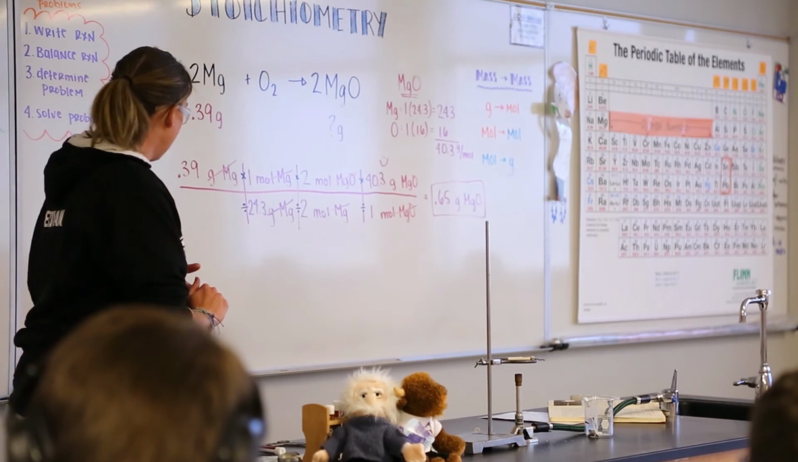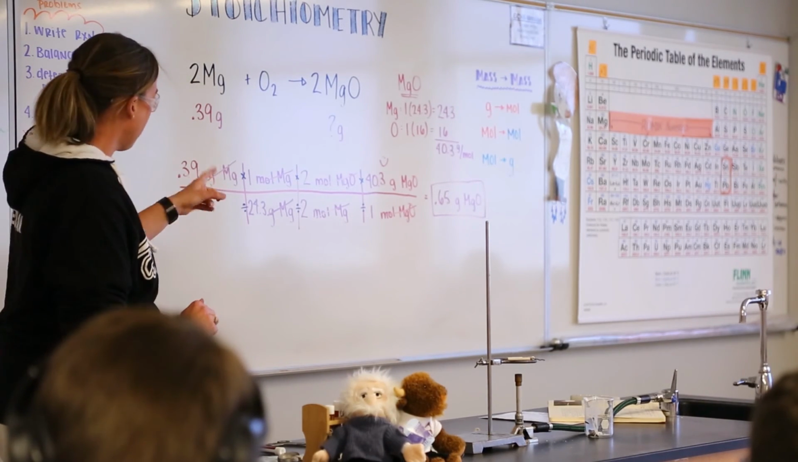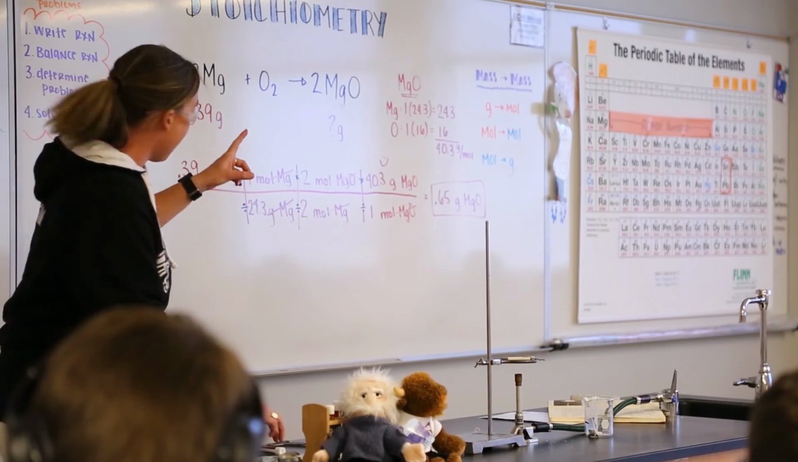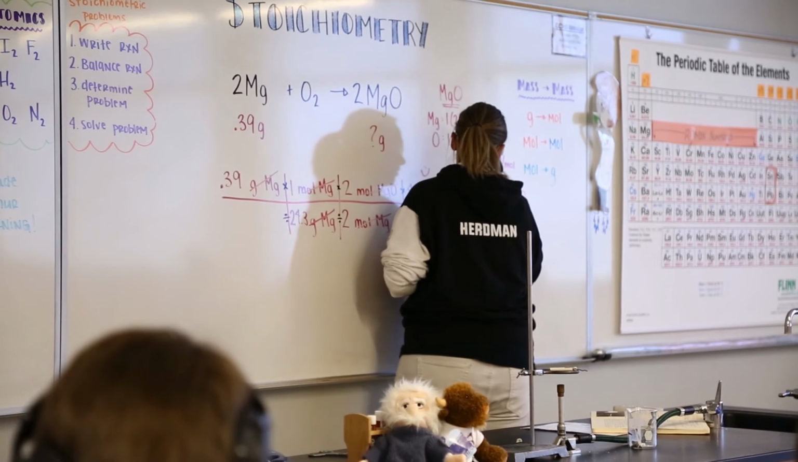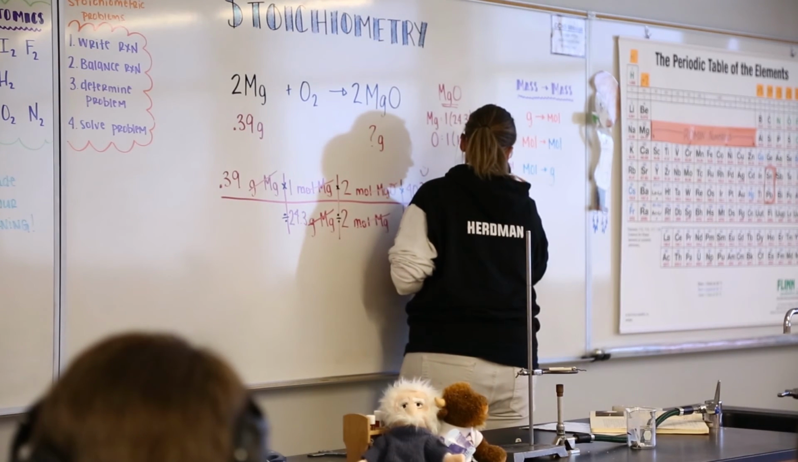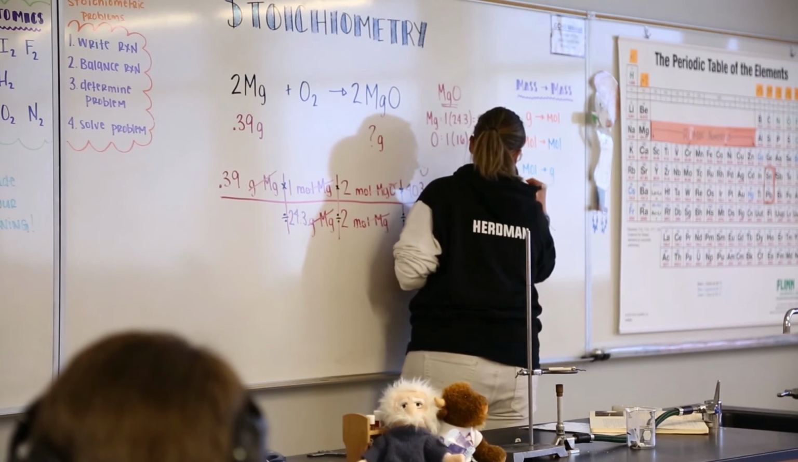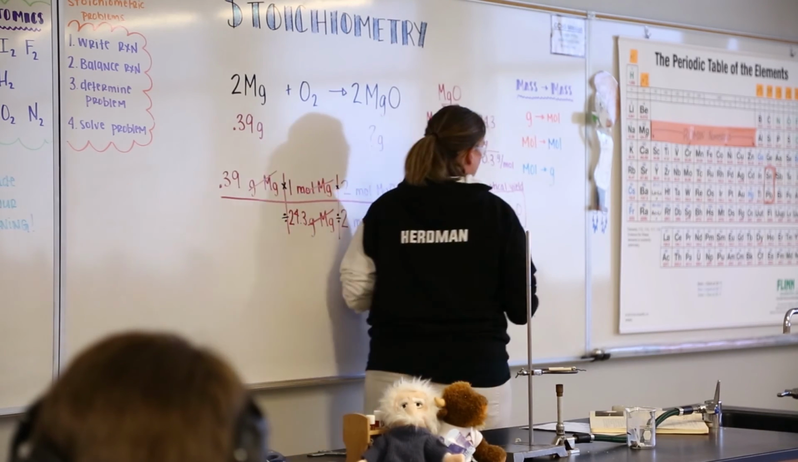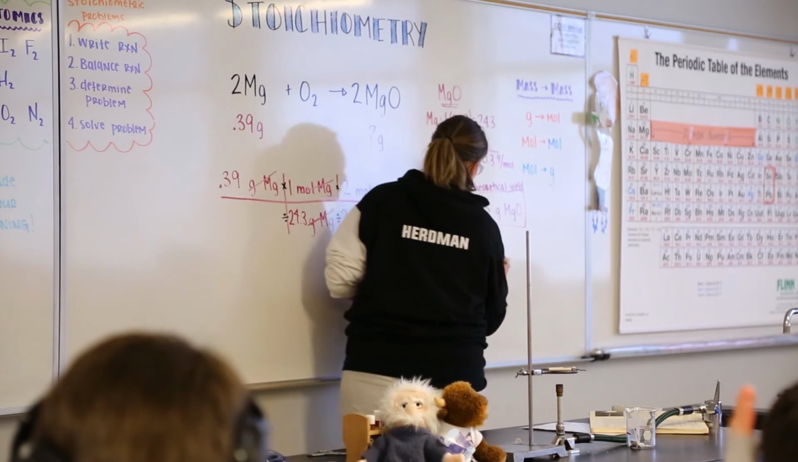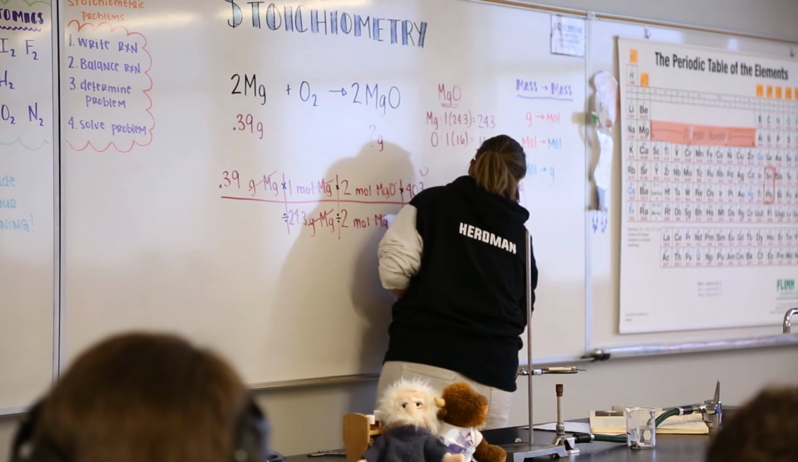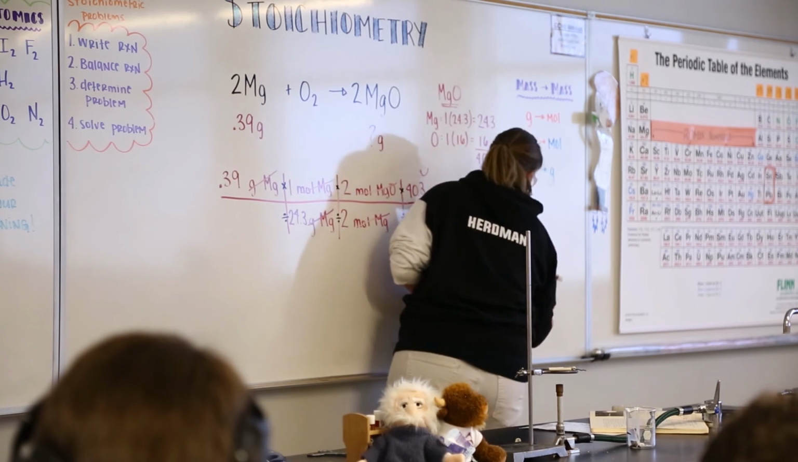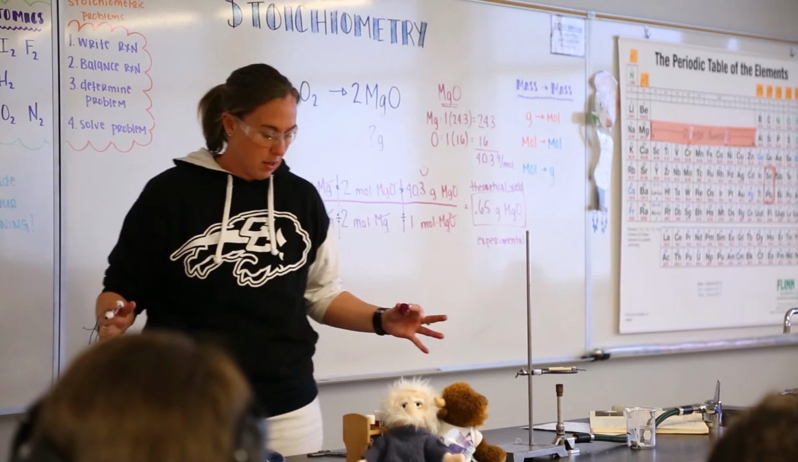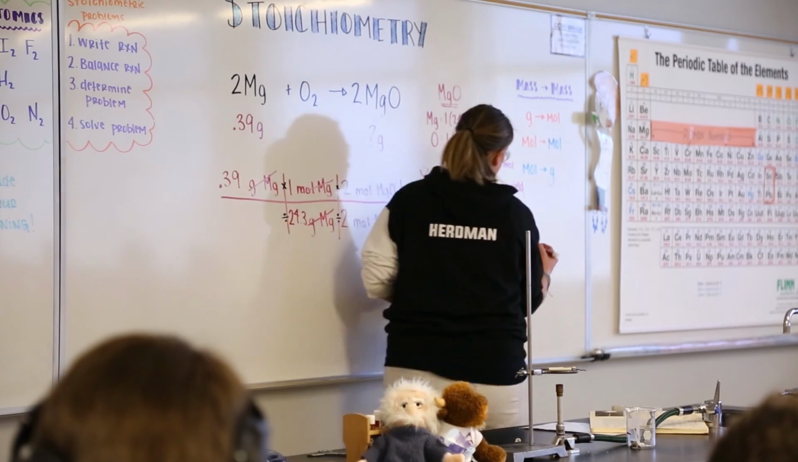All right. Okay, remember, in a perfect world it would be 0.65. That's called our theoretical yield, because theoretically in a perfect world we get 0.65 grams. Our experimental yield is 0.57 grams.